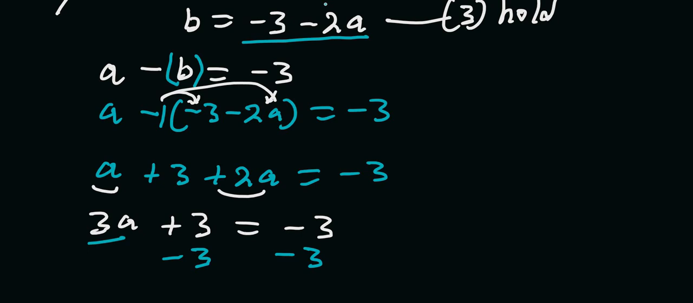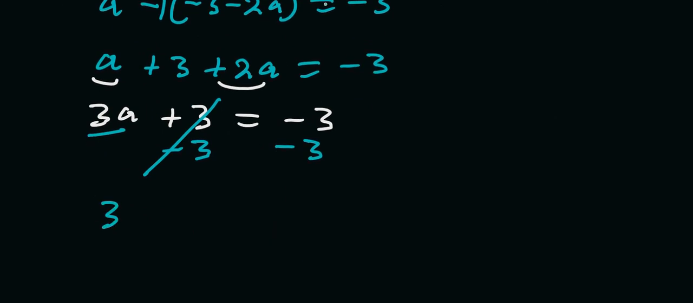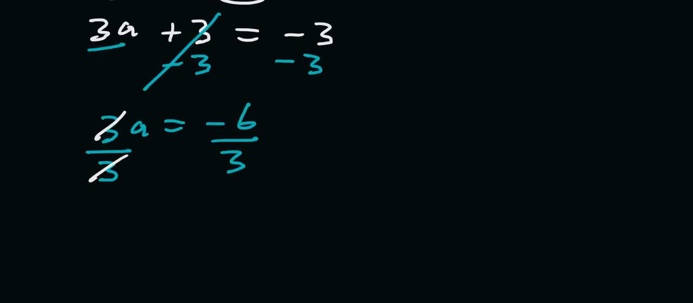So +3 minus 3 will cancel out, because that's going to give us 0. So now we have just 3a on the left side, and this is equal to -3 minus 3, that gives us -6. So at this point, we can divide both sides by 3. Now, 3 is going to cancel out 3 from here. And -6 divided by 3 is -2. Therefore, a is equal to -2. We have found the value of a.